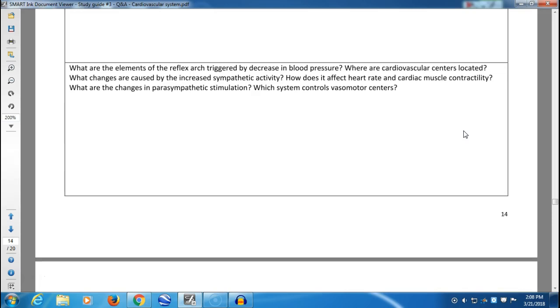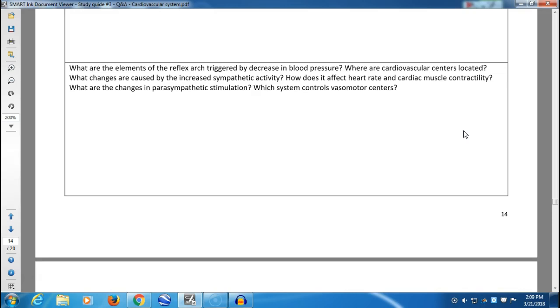Which centers are there? Cardioacceleratory, vasomotor, and cardioinhibitory. If blood pressure goes up, which centers are inhibited? Acceleratory and vasomotor. Which center is stimulated? Cardioinhibitory. If blood pressure goes down, acceleratory and vasomotor are stimulated, cardioinhibitory is inhibited.